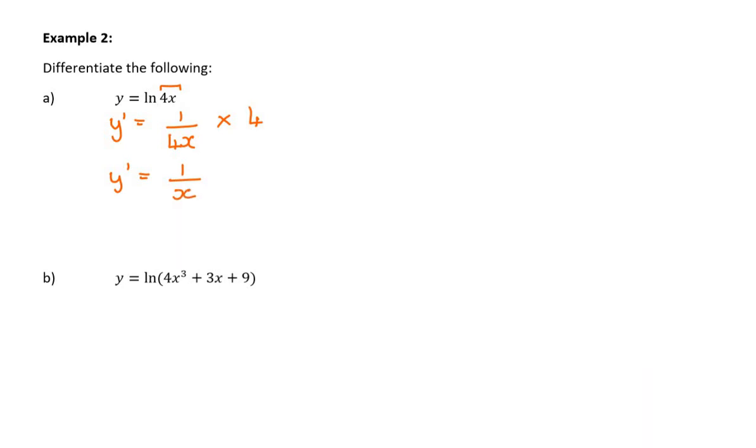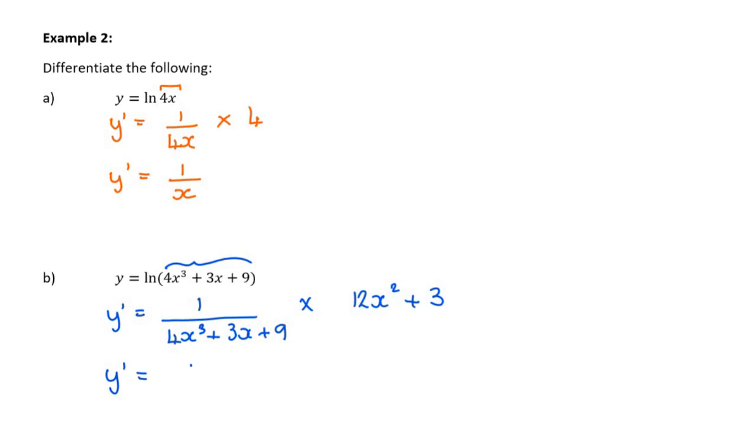Okay, next one, also a chain rule. The inside function is equal to this mess here. So the outside function is ln, so it's 1 over 4x cubed plus 3x plus 9, multiplied by the derivative of the inside function, which is 12x squared plus 3. So that's exactly what we were saying in the rule. It's the derivative of the inside function over the inside function. Now I can't simplify that at all, but it's really cool. Okay, let's look at the next one.